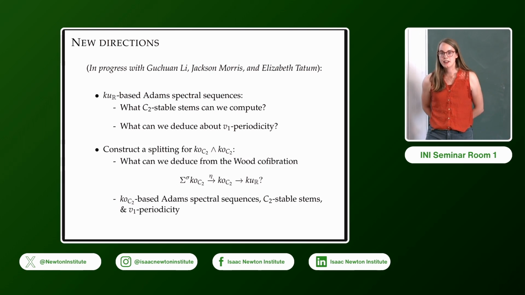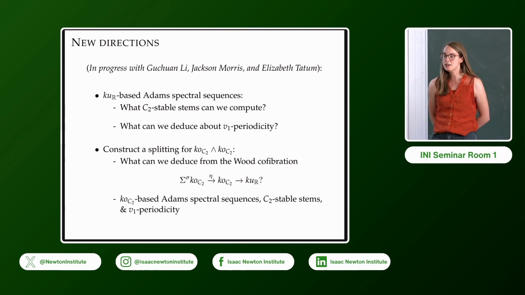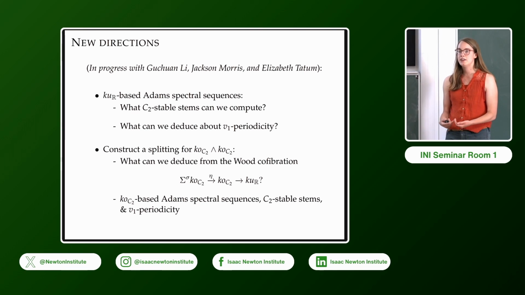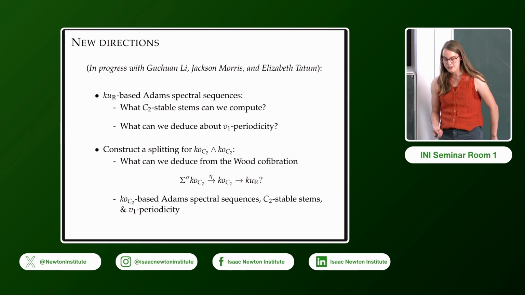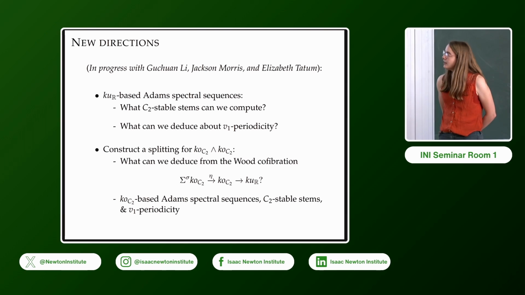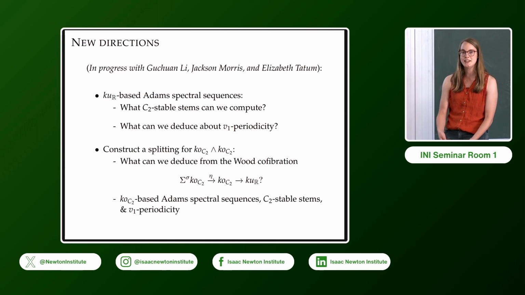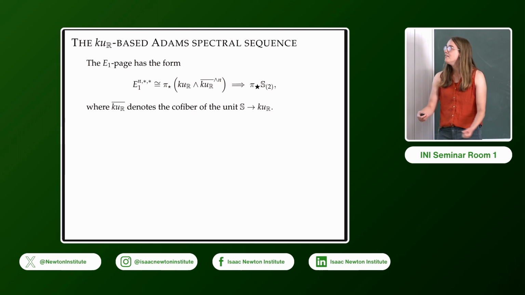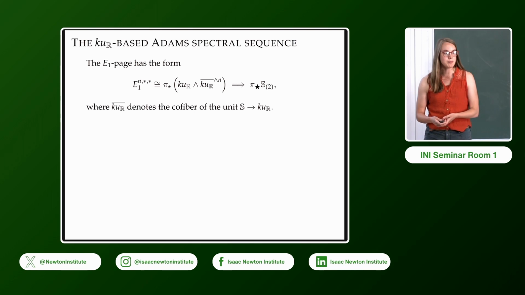And another project that we're thinking a bit about is, can we construct a similar splitting for KOC2 smash KOC2, and can we ask similar questions about what we can deduce from the Wood cofibration, which relates KOC2 with KUR, and similarly ask questions about KOC2-based Adams spectral sequences, C2 equivariant stable stems, and v1 periodicity from that perspective as well.